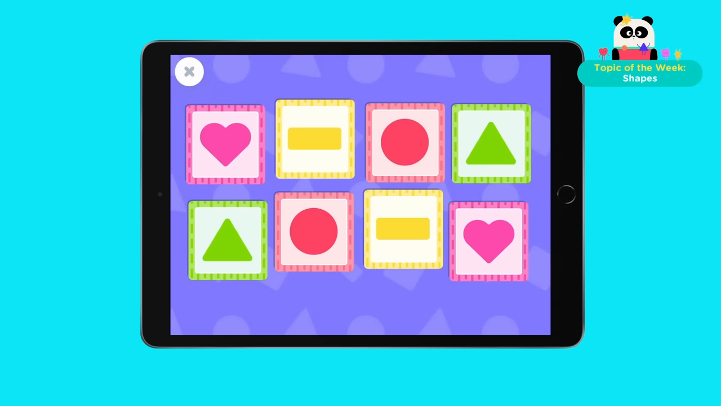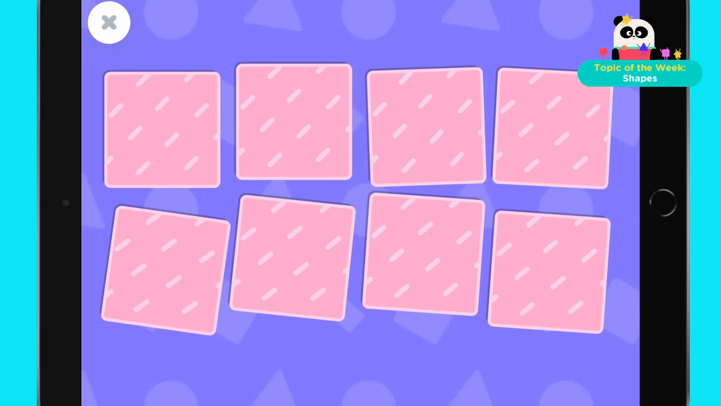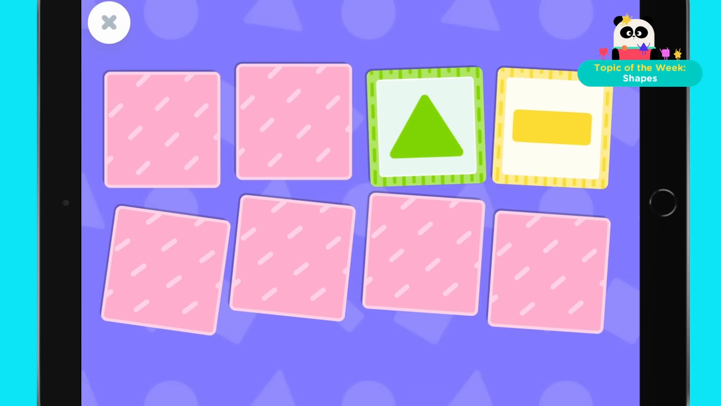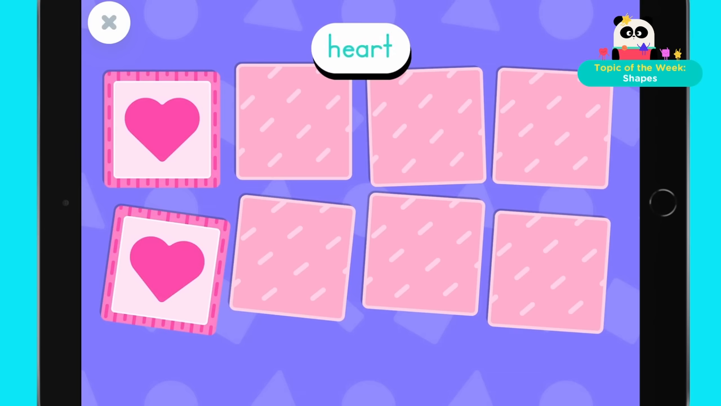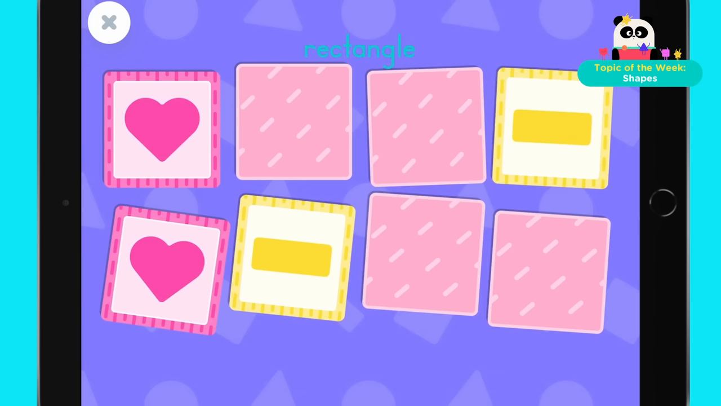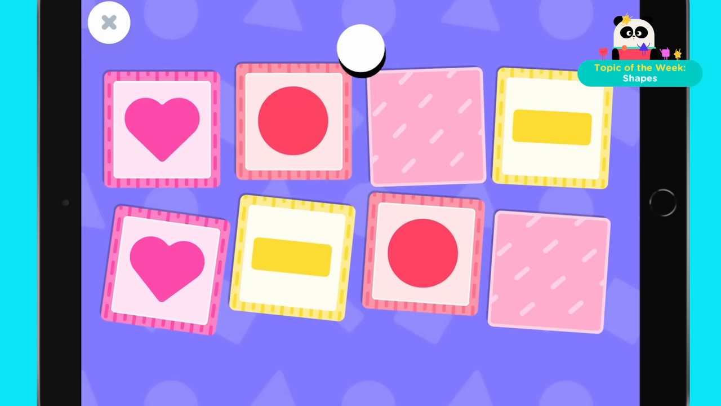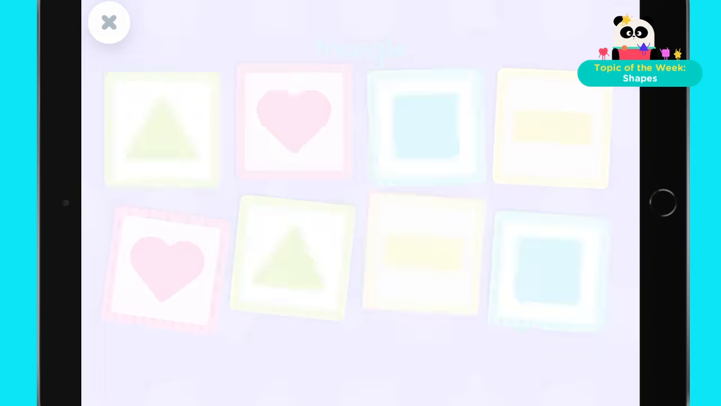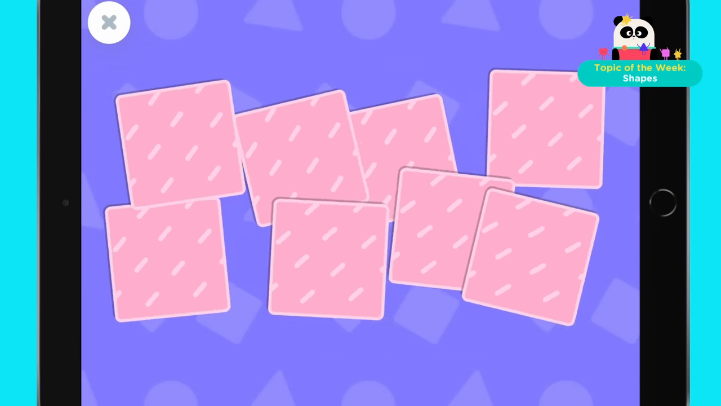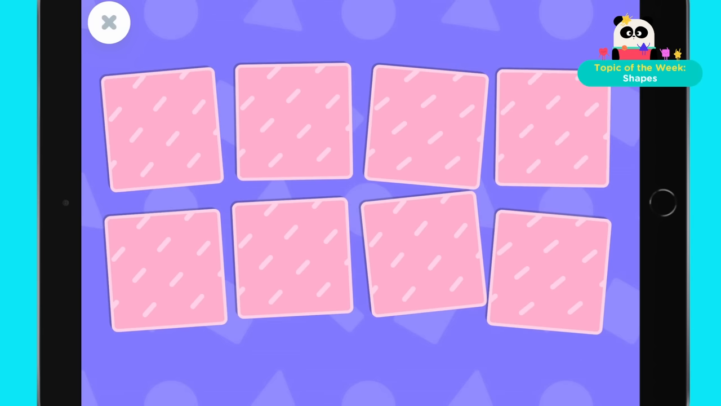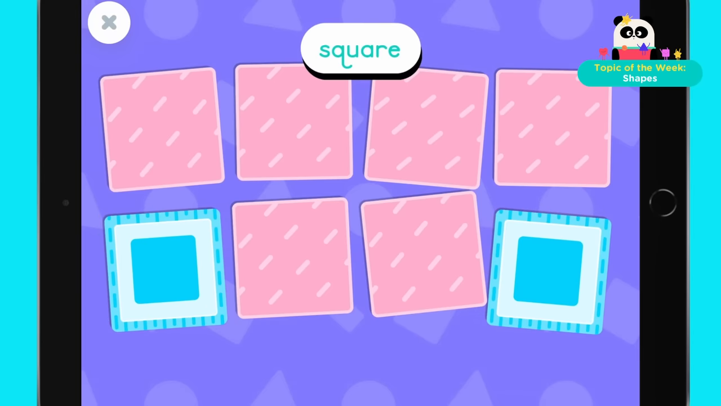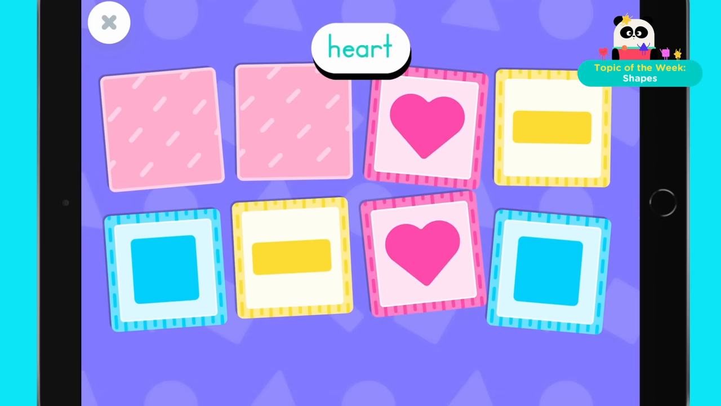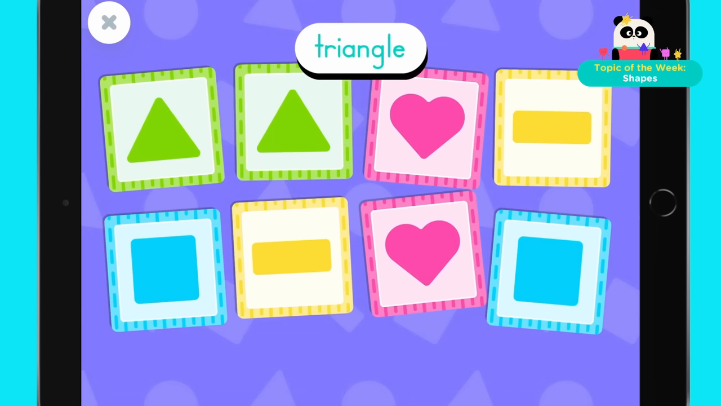Let's play memory cards and learn about shapes. Tap a card. Heart. Circle. Triangle. Rectangle. Heart. Rectangle. Circle. Triangle. Let's play again. Triangle. Rectangle. Square. Rectangle. Heart. Triangle. Congratulations!